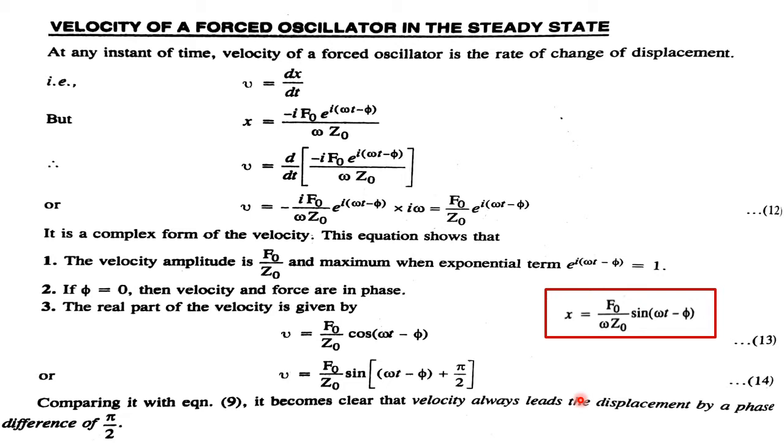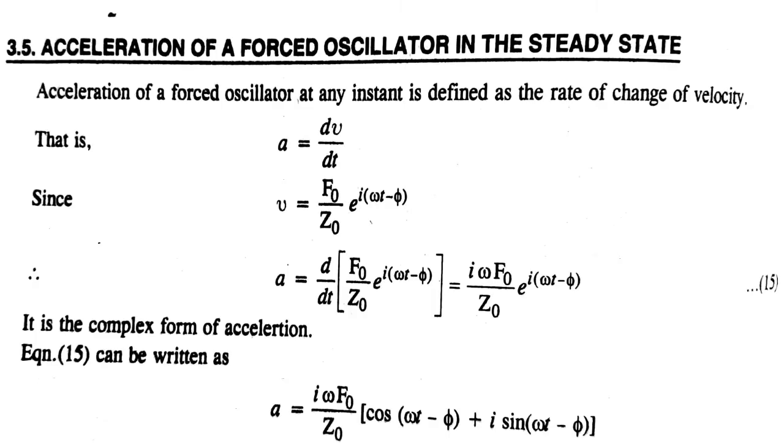This is important. The question is like, prove that velocity always leads the displacement by a phase difference of 90 degrees in the case of the forced oscillator. And sometimes multiple choice questions are asked: what is the phase difference between the velocity and the displacement of the forced oscillator? So I hope it is now clear how the phase difference is calculated and what the velocity of the forced oscillator is.